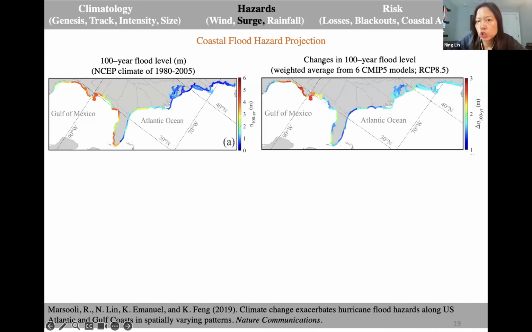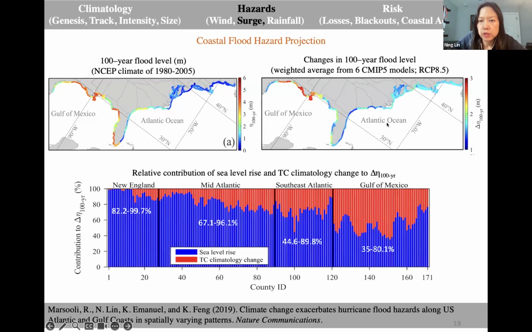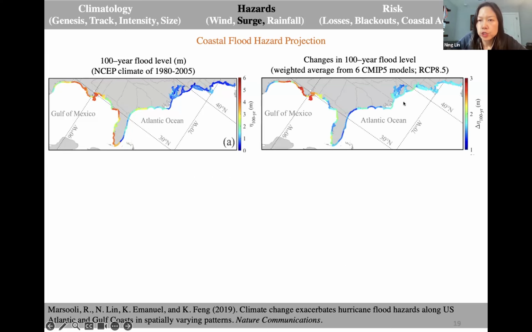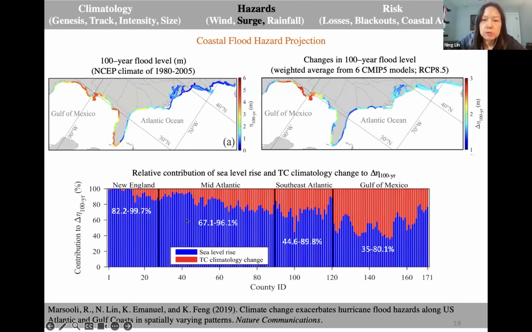This shows what the change in the 100-year flood level is at each location. And you can see that there is a large change depending on the location. So this large change includes not only the storm characteristics changing, but also sea level rise. So here we're showing the relative contribution between the two at each county. So blue is the contribution from sea level rise.